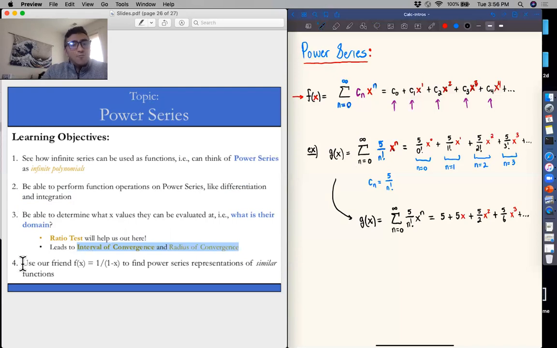And then lastly, we're going to see a friendly function pop out of what we already know about geometric series, and we'll actually start being able to write functions that we know in a power series type form. So that is what's up to come.